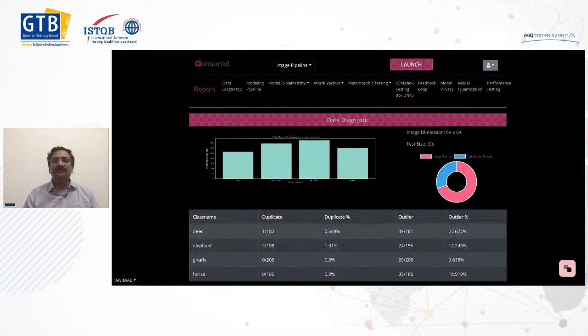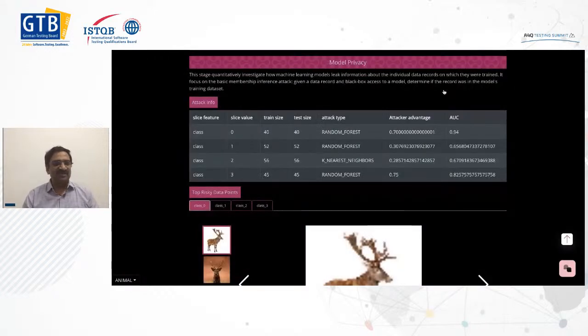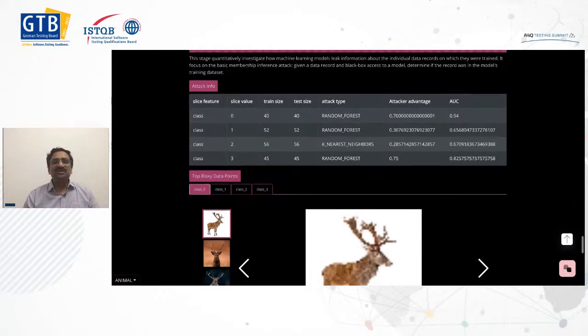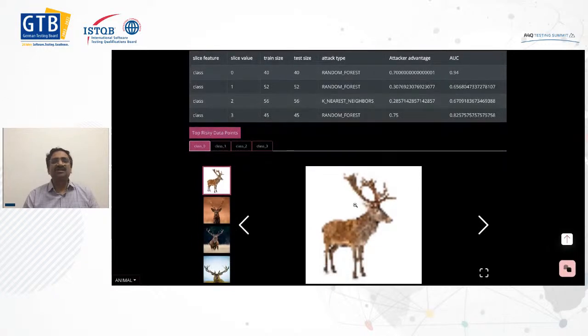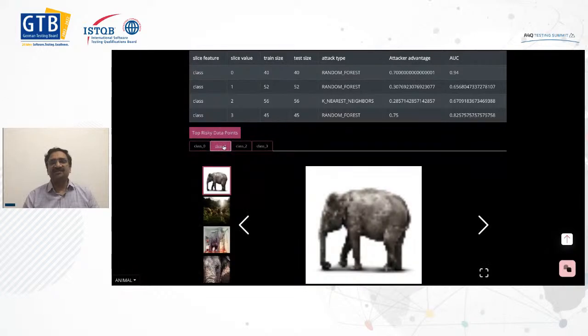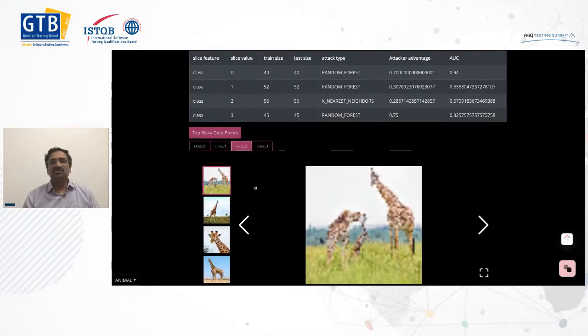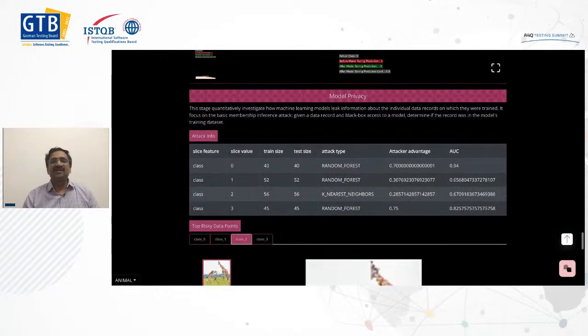Then there are more things like model privacy, and I'm sort of going to end my presentation in another 5 minutes. So model privacy, you can take a look at model privacy. We have done a lot of different attacks, and you basically are able to reconstruct or get some of the risky data points for different classes, and you are able to do some of these things. So this is an example of model privacy.